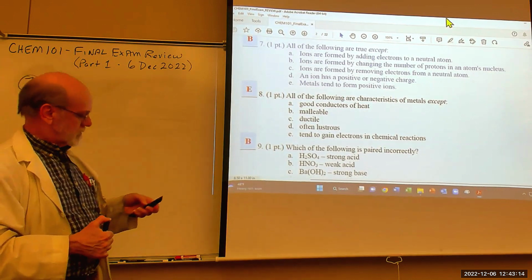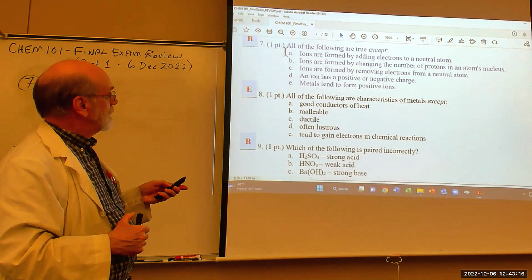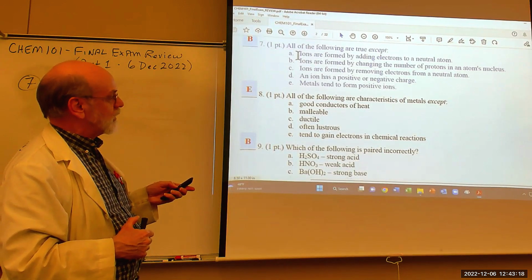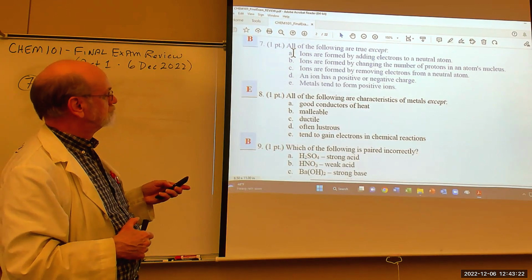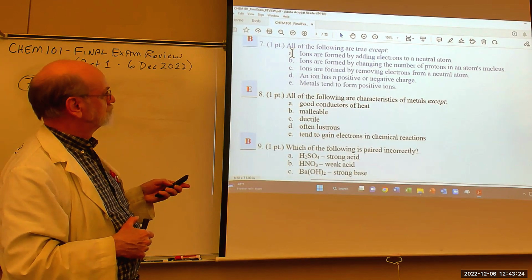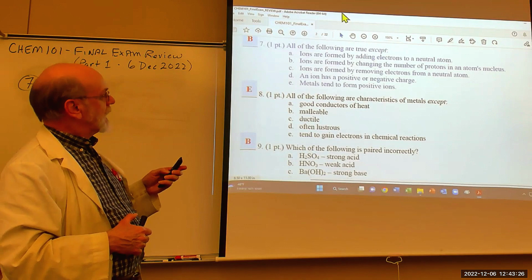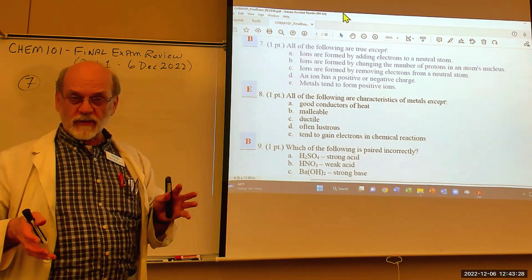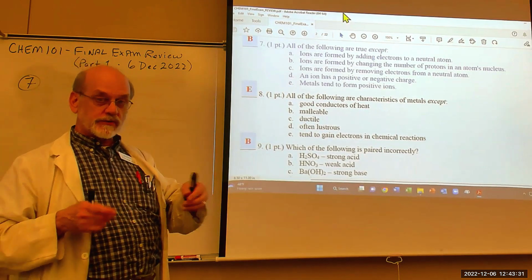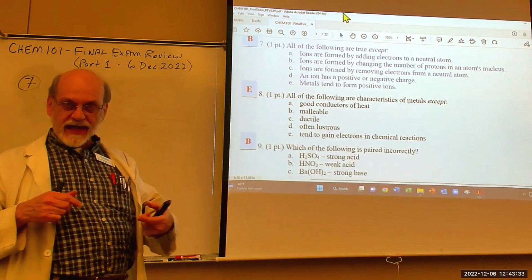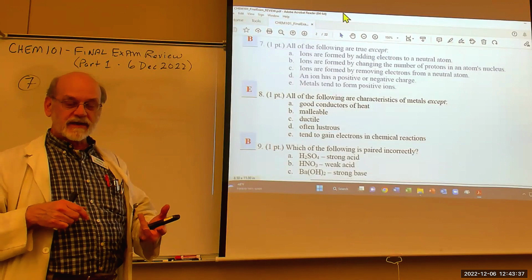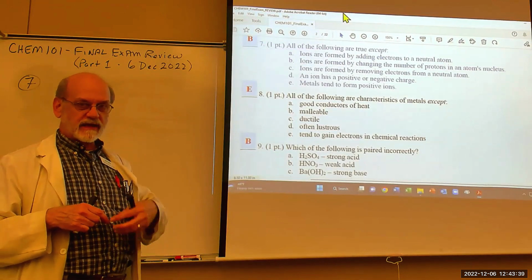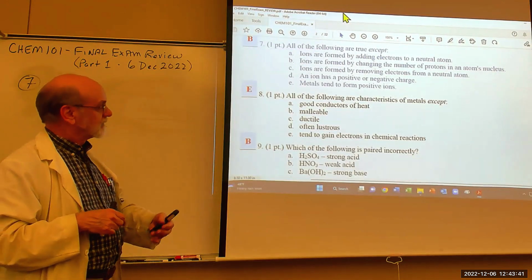A, ions are formed by adding electrons to a neutral atom. That's not the only way you form ions, but as far as that statement goes, it's true. You can add electrons to a neutral atom and make an ion. It'll be a negative ion. It'll be an anion. That is true.